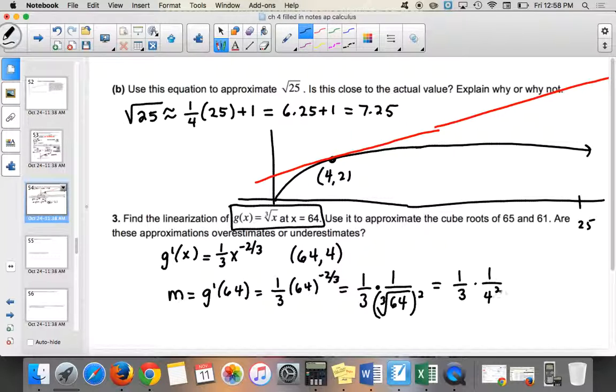So 4 squared is... Wow, your slope is really 1 over 48. So we have 1 over 48. Yeah, 4 squared is not 48. 4 squared, sorry, 4 squared is 16. 16 times 3 is 48.